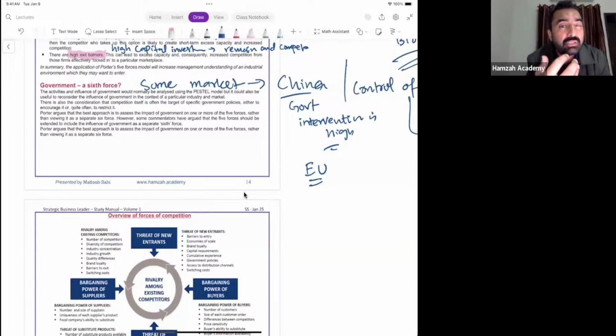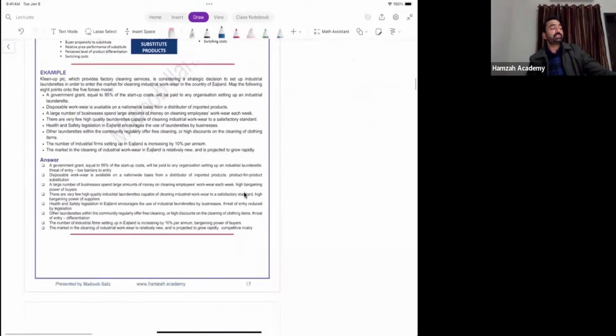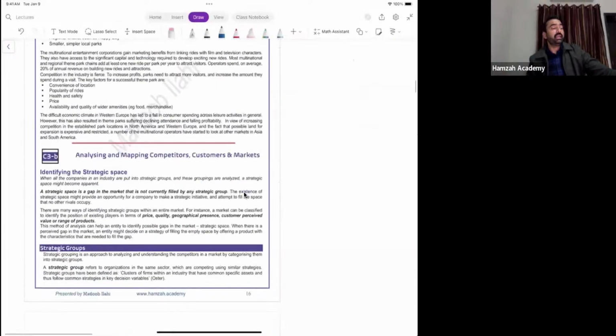So you need to read business and finance news articles. I will share them definitely with you. I have already compiled a database of useful articles related to SBL studies, but still you need to keep yourself updated. So read quality newspapers. For example, you can read the Guardian or Reuters, which are free resources. Okay, all right. So I think that is sufficient for today.